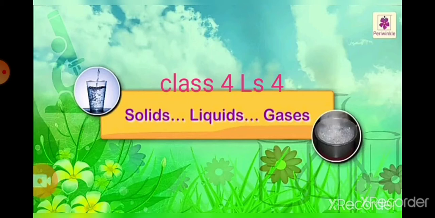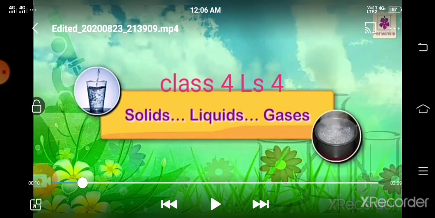What is matter, children? Any substance that has mass and occupies space is called matter. Solid, liquid and gases are the three states of matter.